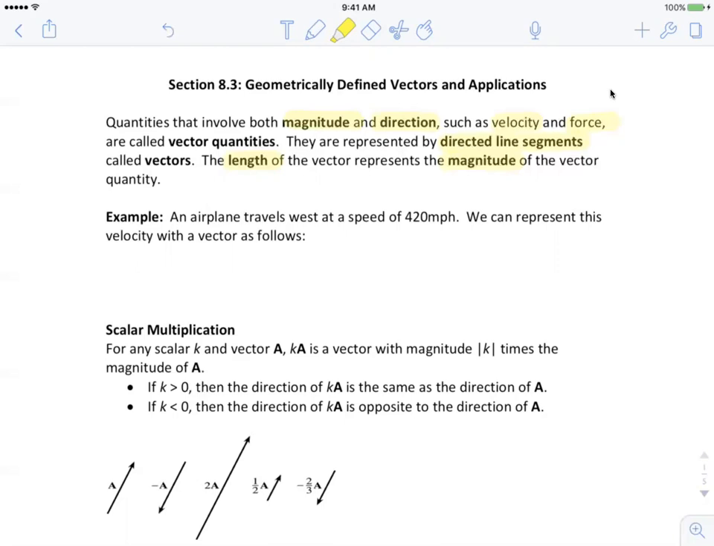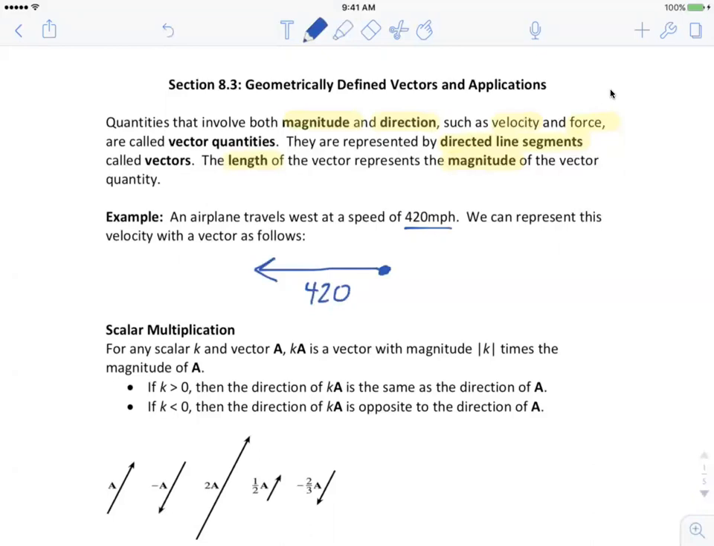As an example, let's take a look at an airplane traveling west at a speed of 420 miles per hour. Notice two things are given, a direction and a magnitude. So we can represent that with a directed line segment, something like this, that's west. So it's pointing to the west. You always have a point and an arrow, and then the length of that vector is the speed. Okay, so there would be a vector.